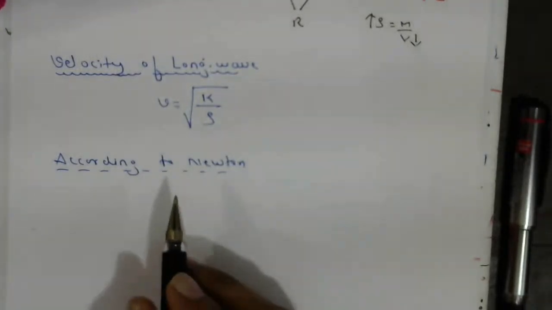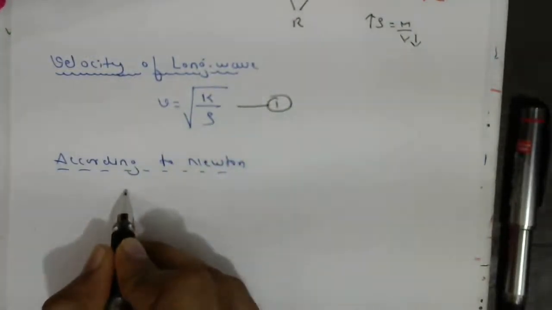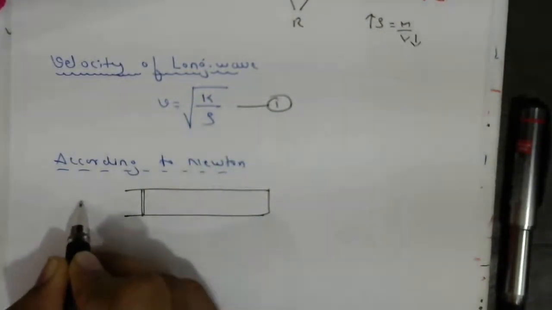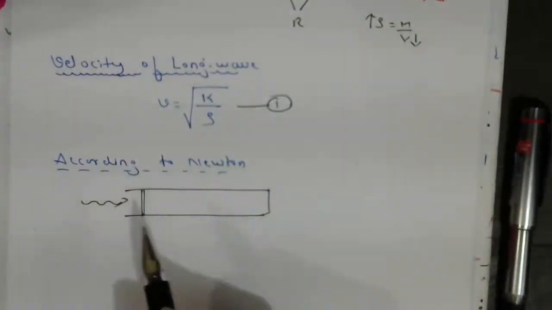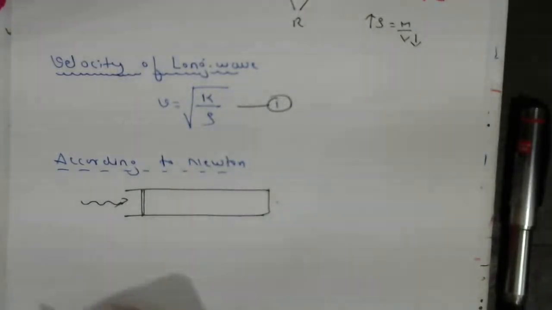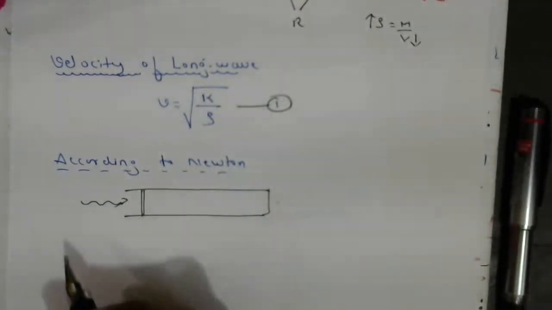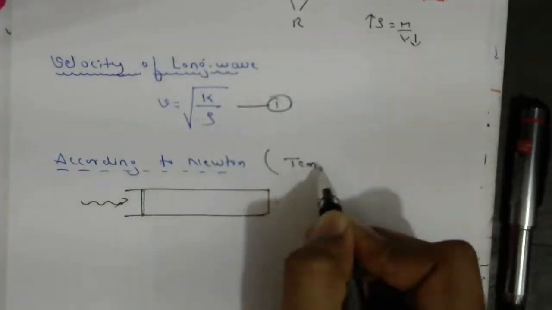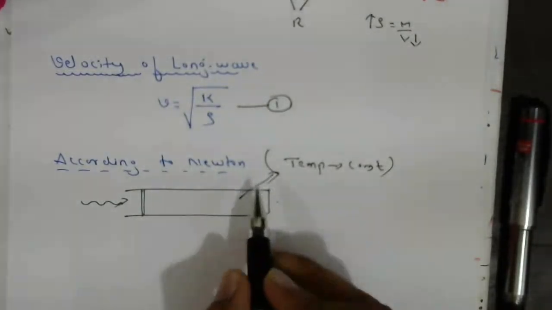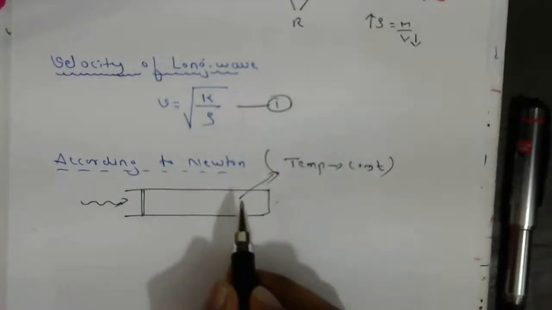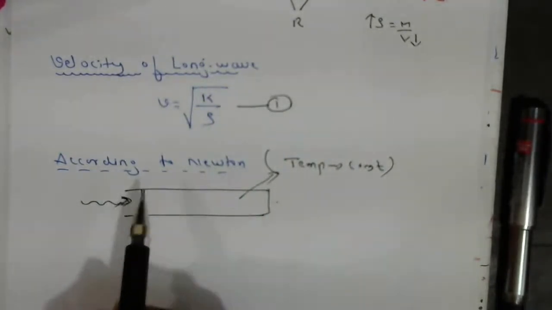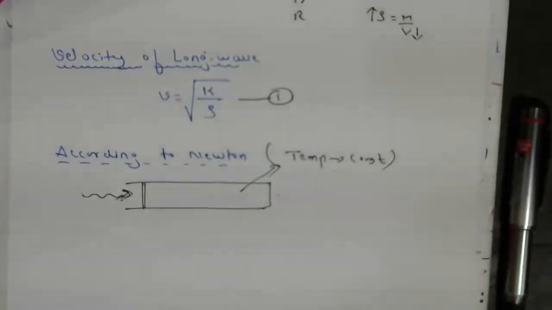According to Newton, for example, a longitudinal wave is nothing but a sound wave moving from one point to another point here in air. According to Newton, the temperature of this medium, whatever medium you have taken, is constant. He said that at constant temperature, this disturbance or energy is transferring from one point to another point.